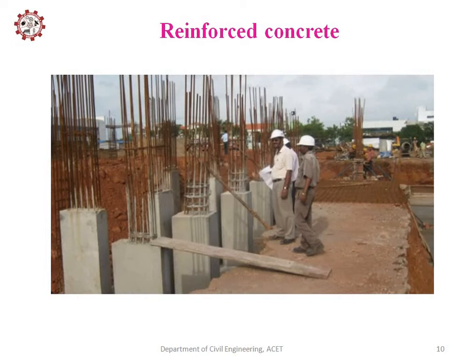If you can see the figure, this is the column which is built by RCC concrete. This is the steel, which is the reinforcement, that is called reinforcement, and this is the concrete which is combined, and this is known as your composite material.